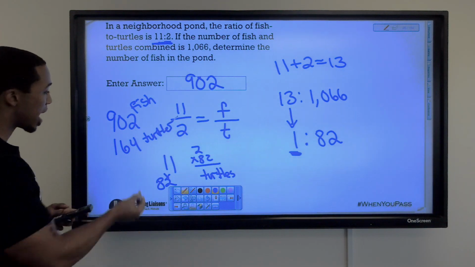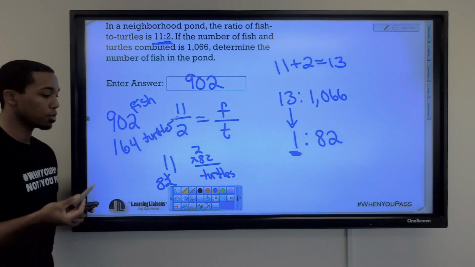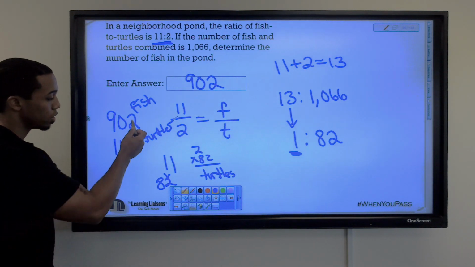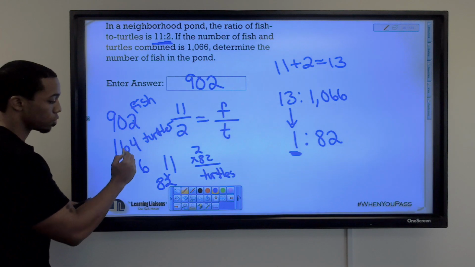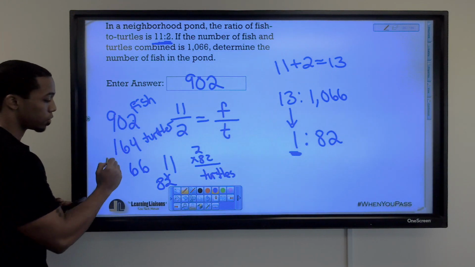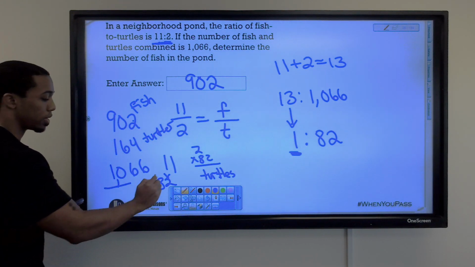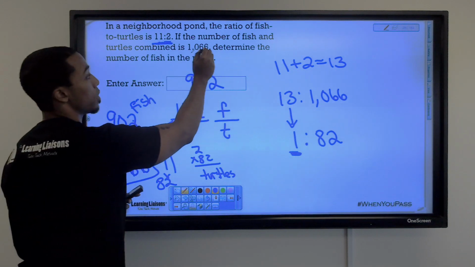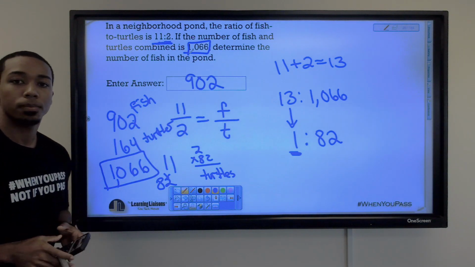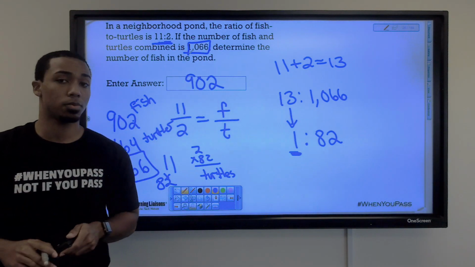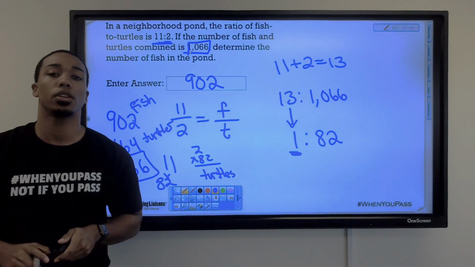Right? If we add these two together, 902 plus 164, 2 plus 4 is 6, 0 plus 6 is 6, 9 plus 1 is 10. That's 1,066. 1,066 total critters. It's all about how we interpret these proportions, guys. And so we did have to do a little more work there.